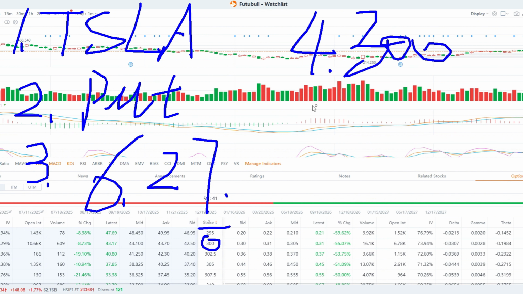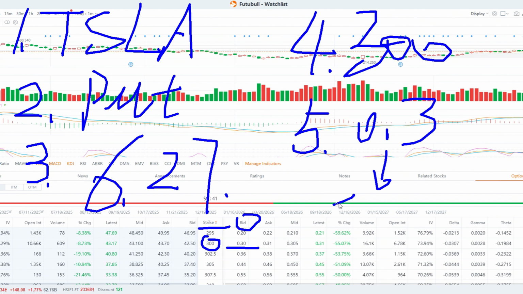Fifth, let's check the entry price. Bid price is 30 cents. Expected return. By month end, it could reach $3. That's about 10 times return. Let's just wait and see.